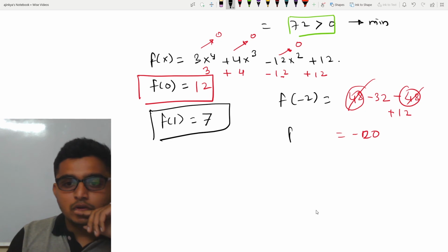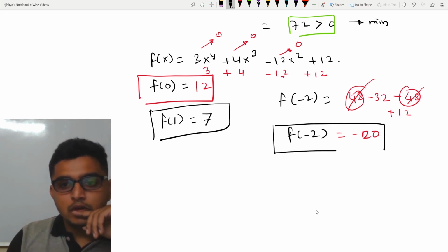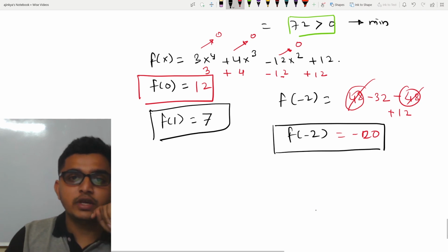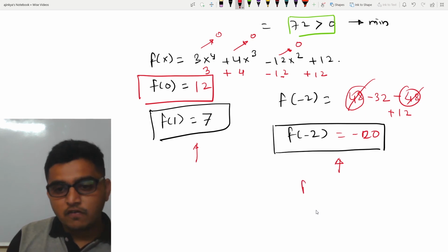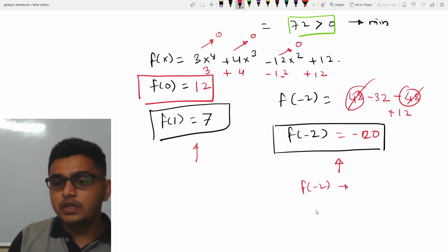So now we have to compare two values. The first value is 7 and the second value is minus 20. Now you know that f of minus 2 is going to be the local minimum value.